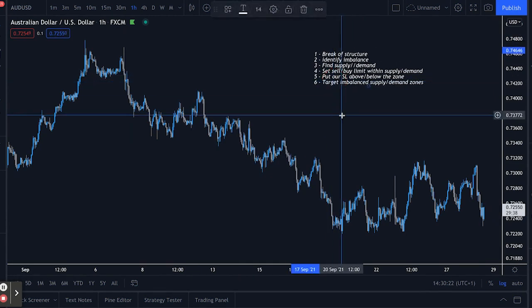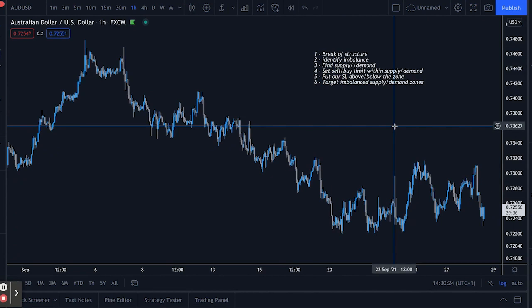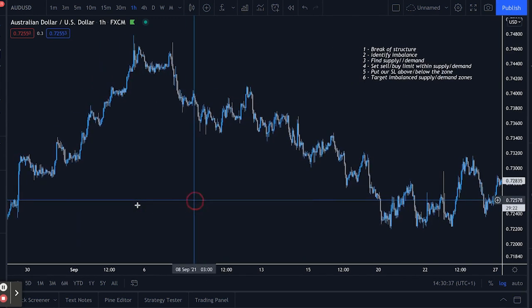So this is our technical rule checklist, and this is what we want to go through when we're doing our markups. We want to make sure that every trade we take follows this structure. So what we're first looking for is a break of structure in the market. And obviously, because we have markups, we have hindsight on our side, we can actually look at the best possible opportunities.